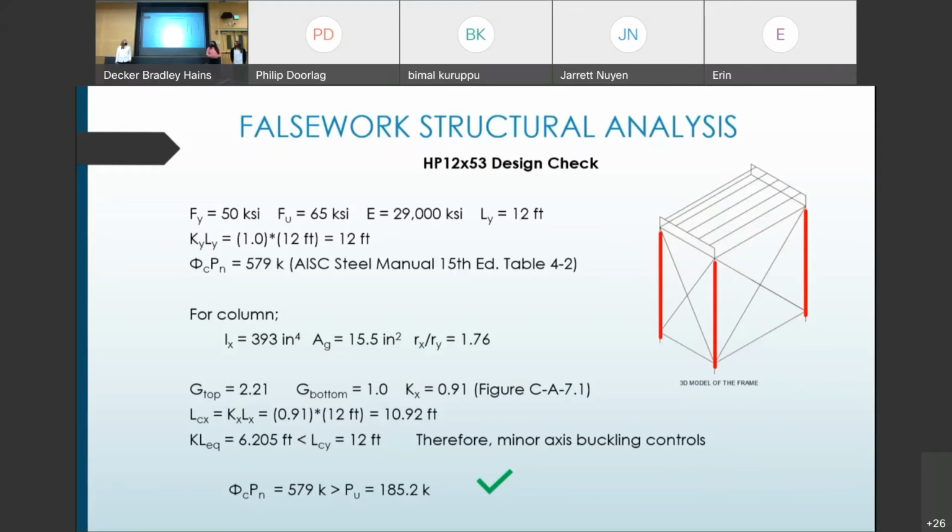The controlling load acting on this frame was 385 kips, using LRFD load combinations. This was less than the design strength of the members, which was 579.